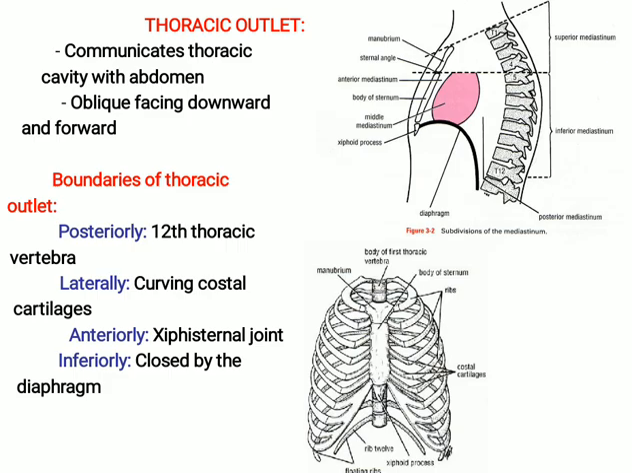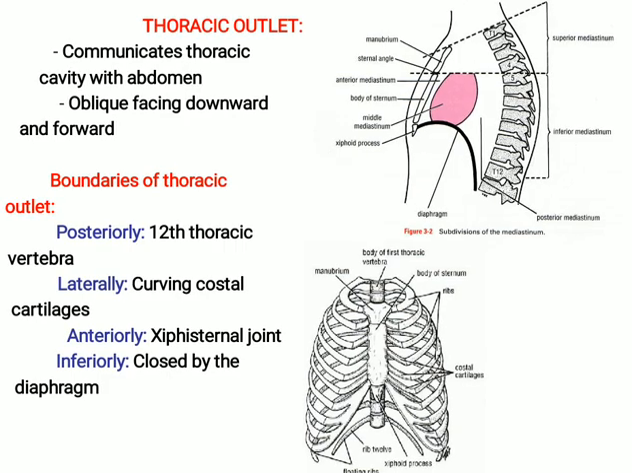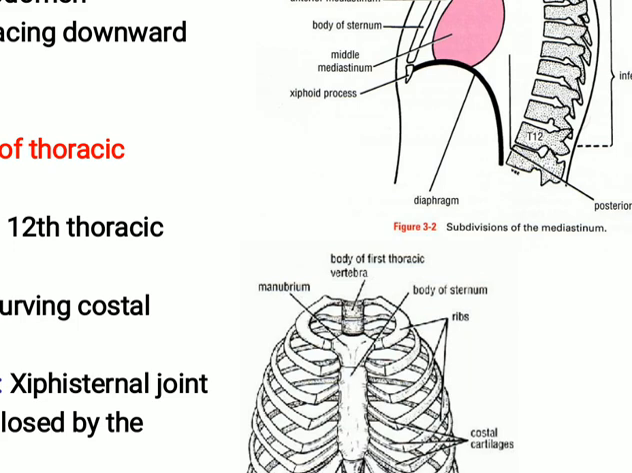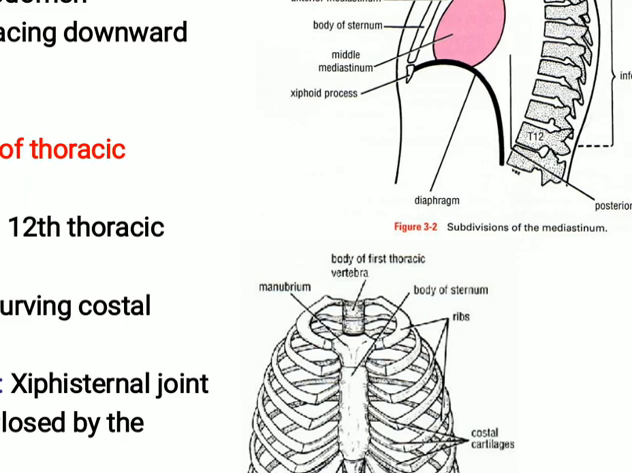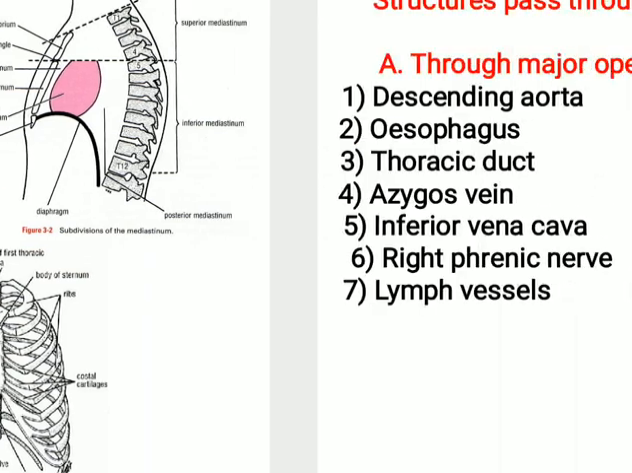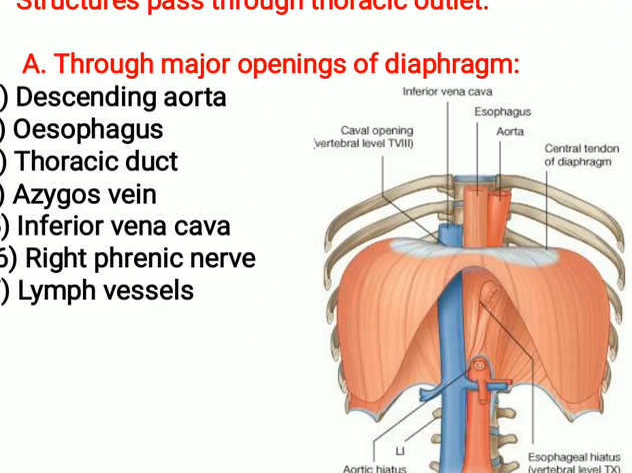Then anteriorly, we have the xiphisternal joint, formed by the xiphoid process and the body of the sternum. The anterior aspect is formed by this joint, the xiphisternal joint. Then inferiorly, it is closed by the diaphragm, the group of muscles. It's the one that closes the thoracic outlet.